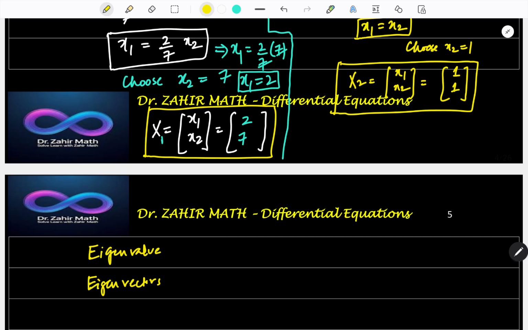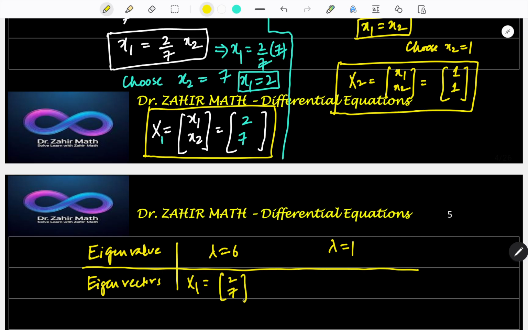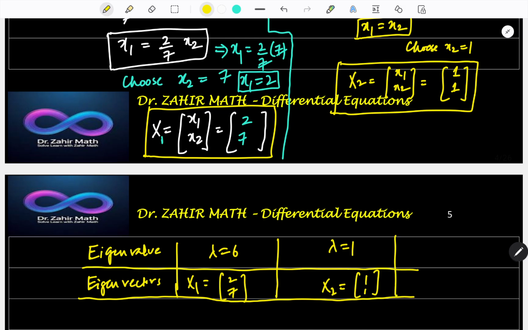Okay, right. What are the eigenvalues you got? You have got two values. One is lambda is equal to 6 and the second one is lambda is equal to 1. And the first eigenvector is 2 and 7 and the second eigenvector is 1 and 1. Clear all of you? Right. So in this way you are going to represent your answers. So these are your eigenvalues and eigenvectors for a 2 by 2 matrix. Is it clear to all of you? Clear or not? Right. So it's very simple.